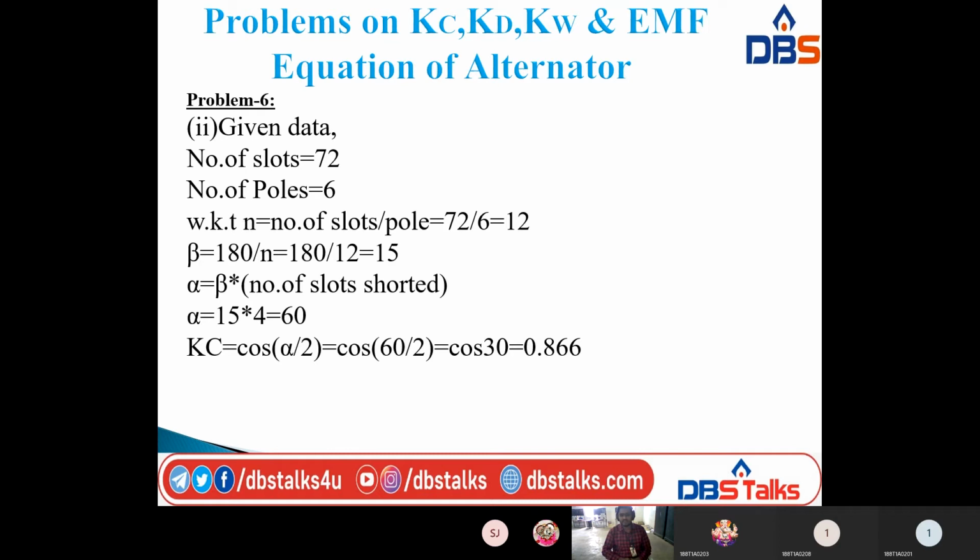Substitute the alpha value into this one, that is 60. So cos 60 by 2, that is equal to cos 30, that is equal to 0.866. This is for the second case. And now I am going to solve the third case.